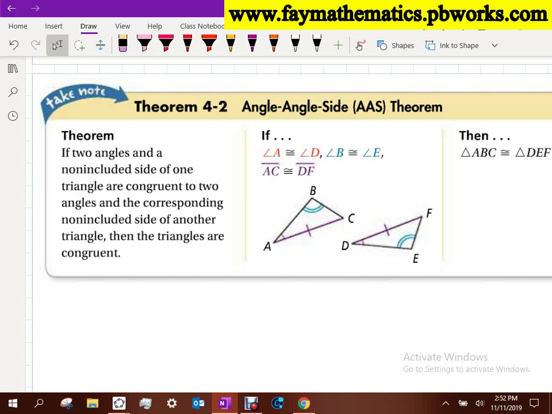So if two angles and a non-included side. Okay? So that means when I write my list of parts, the S is not going to be between the A's. Okay? It's got to be after the A's or before the A's. Okay? So AAS or SAA. If that's the case, we have two angles and a non-included side congruent to two angles and a non-included side. Then the two triangles are guaranteed to be congruent.